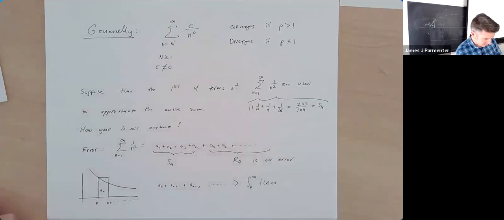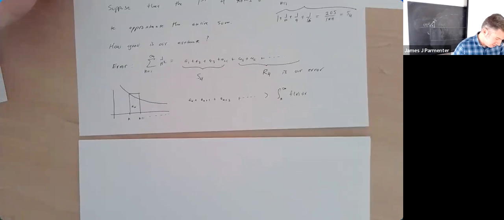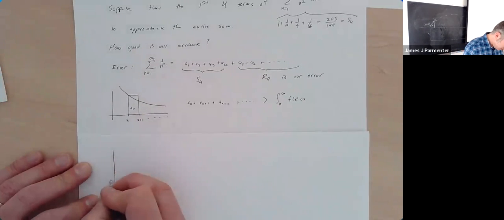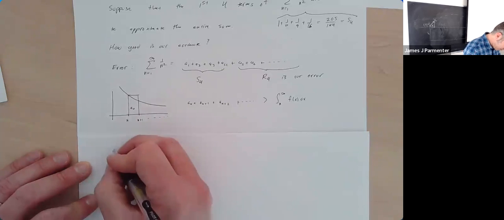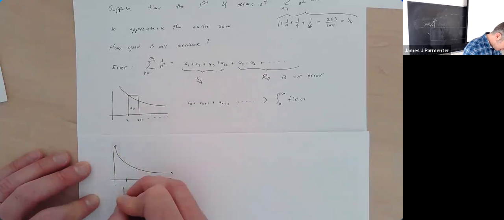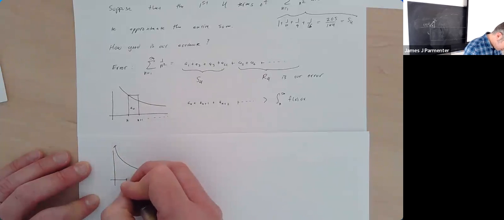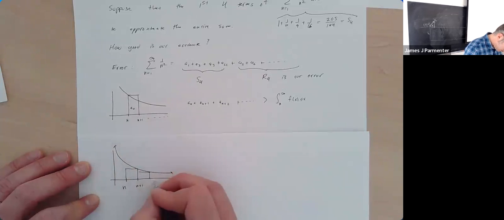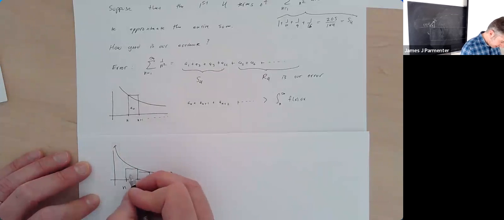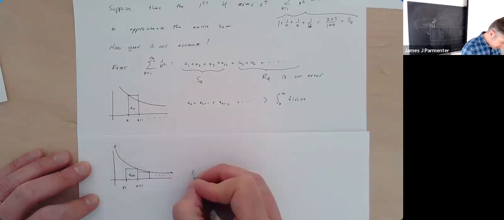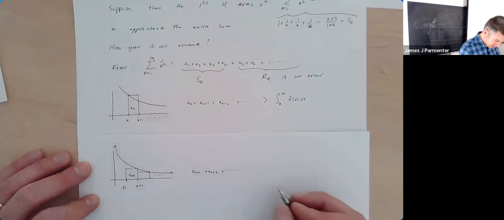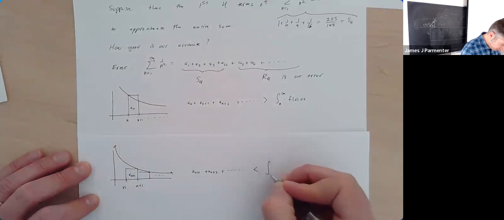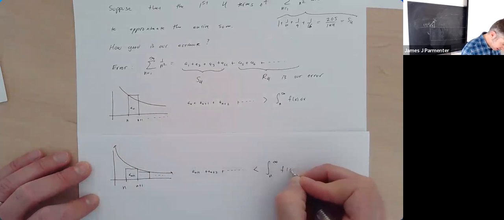And in a similar way, if we start at n also, we use the lower rectangles. So here we've got this area is a sub n plus 1. So a sub n plus 1 plus a sub n plus 2, and so on and so on, is going to be less than the integral from n to infinity of f of x dx.